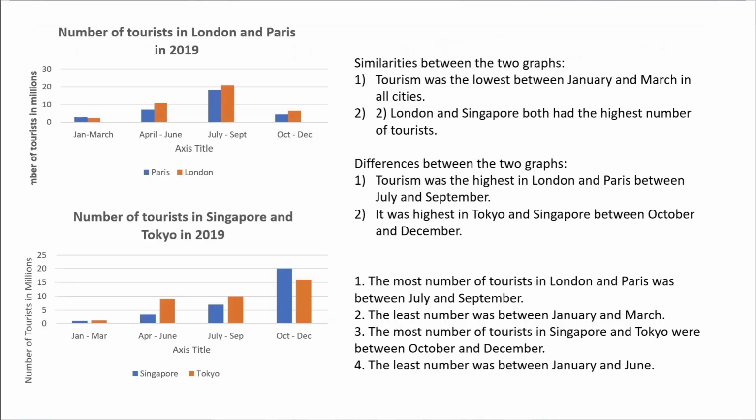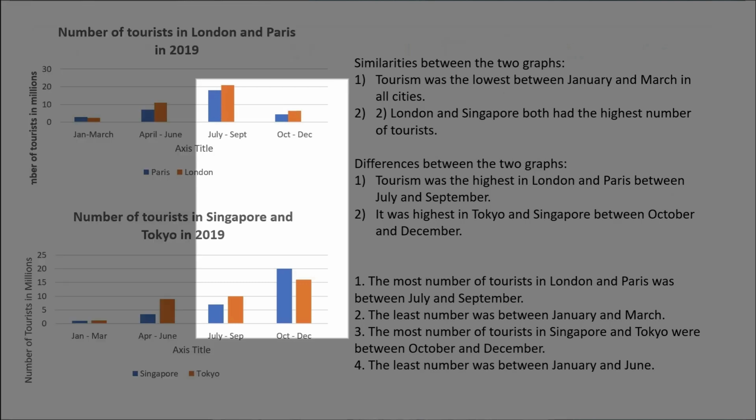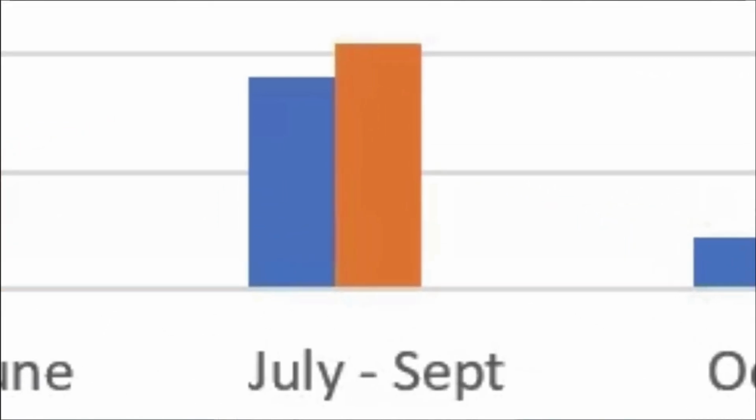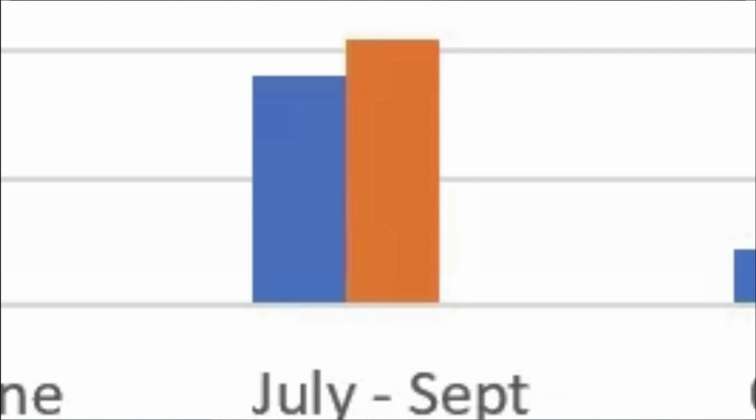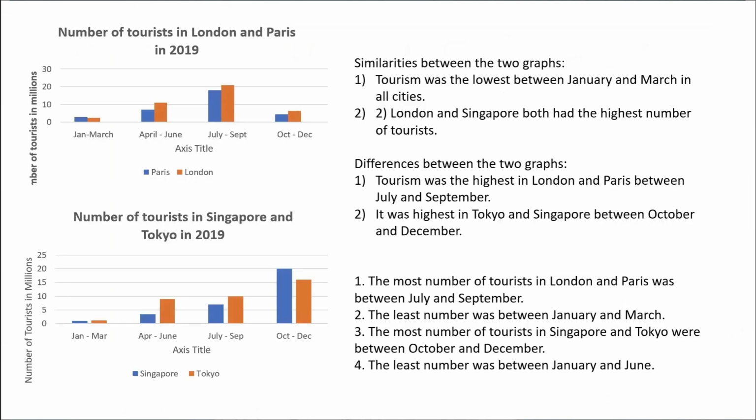Let's analyze the two graphs. What are the similarities? Well, tourism was the lowest between January and March in all cities. Second point, London and Singapore both had the highest number of tourists. The differences, tourism was the highest in London and Paris in July and September, but it was the highest in Tokyo and Singapore between October and December. So let's put that into points. So 1, the most number of tourists in London and Paris was between July and September, the least number between January and March. 3, the most number of tourists in Singapore and Tokyo were between October and December, and the least number between January and June.